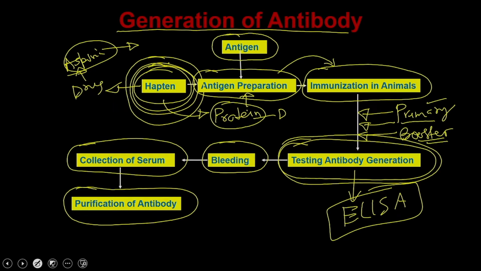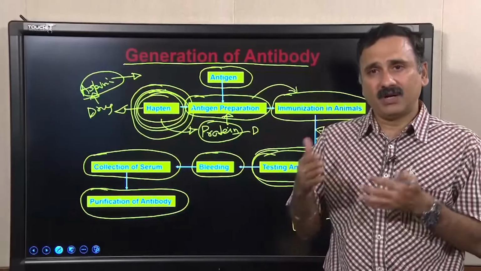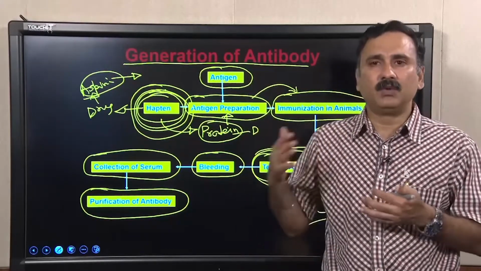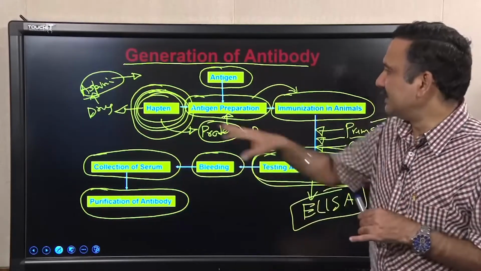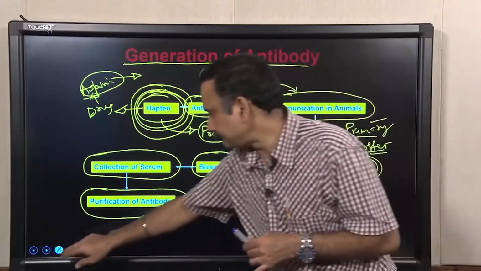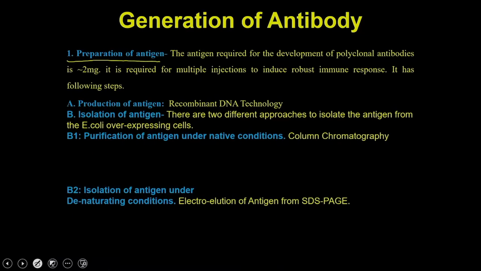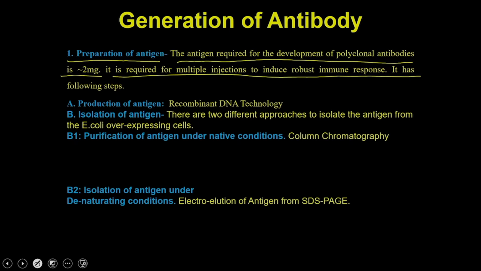So, you can purify the antibodies which you have developed against this antigen, and that you can use subsequently in affinity chromatography. So, let us discuss these procedures in detail. The first is the preparation of the antigen. The antigen required for the development of a polyclonal antibody is approximately 2 milligrams. It is required for multiple injections to induce a robust immune response, and the preparation of antigen has the following steps. The first is that you have to generate or produce the antigens.